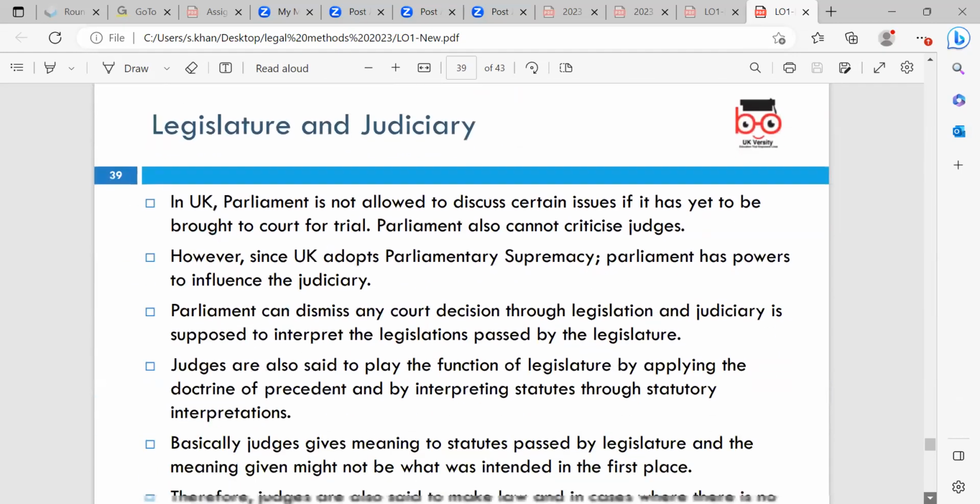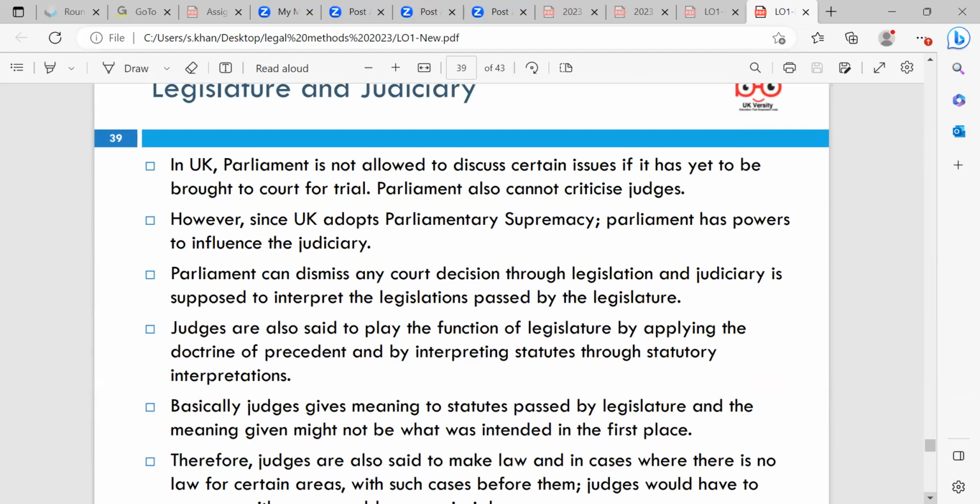Now we're going to go on to the legislature and judiciary. So in the UK, Parliament is not allowed to discuss certain issues if it has yet to be brought to the court for trial. Parliament also cannot criticise judges. However, since the UK adopts parliamentary supremacy, Parliament has the powers to influence the judiciary. Parliament can dismiss any court decision through legislation, and the judiciary is supposed to interpret the legislations passed by the legislature.